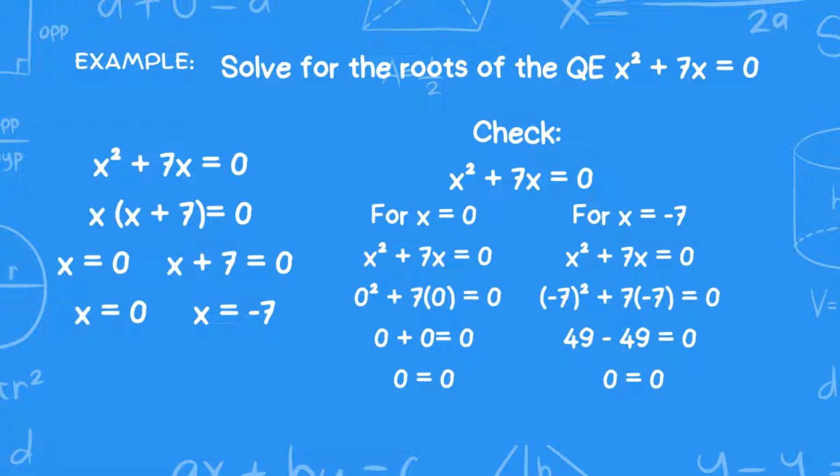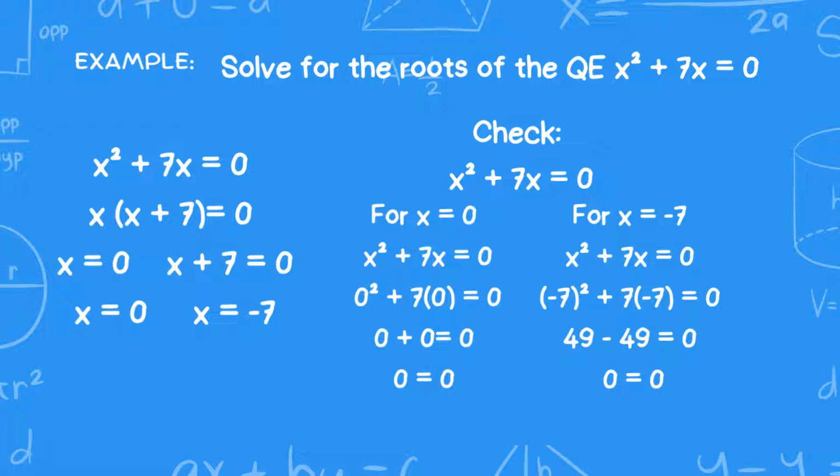Now is the time to apply the zero product property. x equals 0 stays x equals 0, and x plus 7 equals 0 becomes x equals negative 7. Now we can proceed to checking the original equation x squared plus 7x equals 0 by substituting the value of x with the numbers obtained.